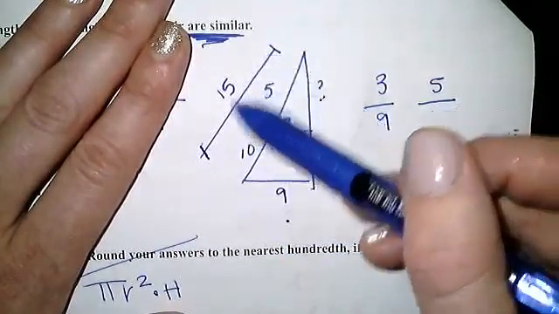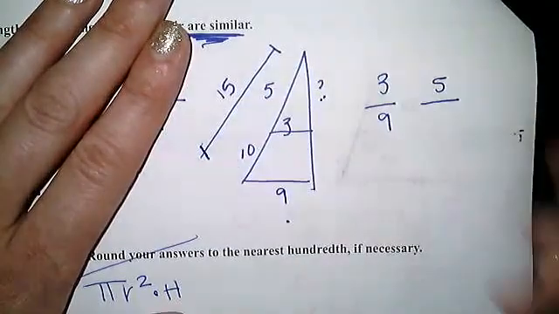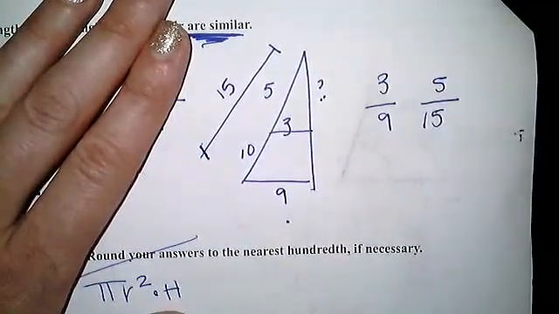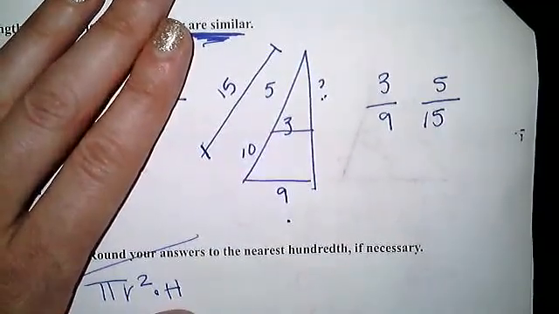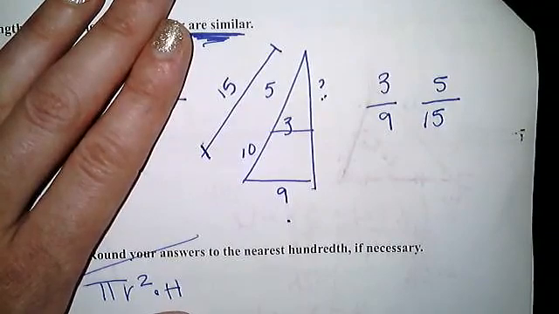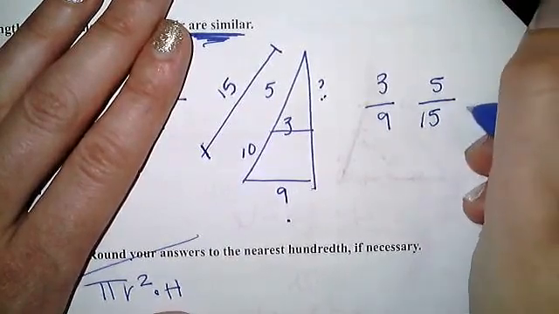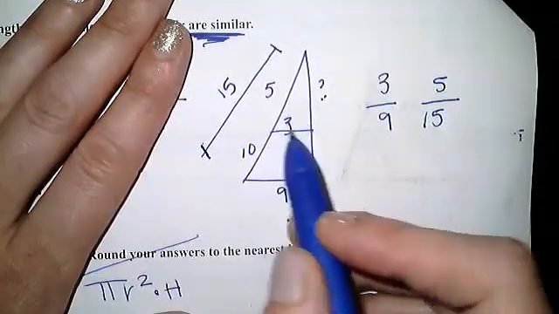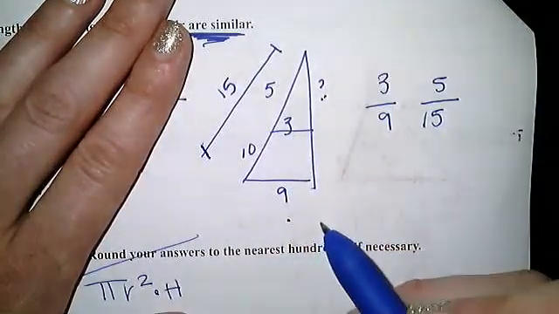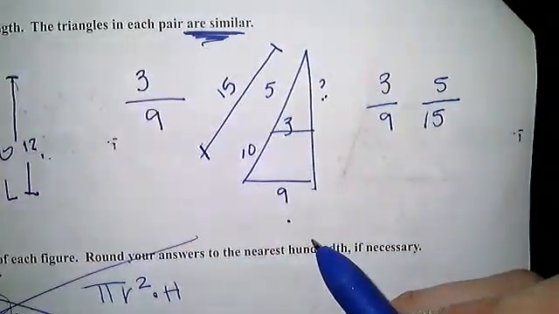I thought I might need it, but what's this whole length right here? 15. I don't think I'm gonna need the 10. I just wanted to write it on there to make myself feel better, just in case. Okay, so the only ones we're looking at are the 3 and the 9, and 5 and 15. Actually, I'm kind of confused.